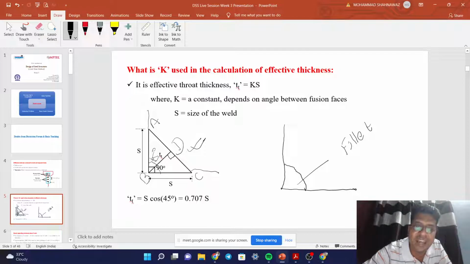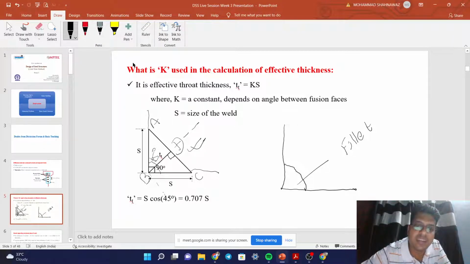For this BDC you can apply the Pythagoras theorem, or from the knowledge of vectors you already know that this is length S, this is length S, and this is angle theta which is equal to 45 degree. So its component about this TT line, what will be its component? Its component will be S cos 45 degree, and perpendicular to this it will be S sin 45 degree. So we are considering this S cos 45 degree.